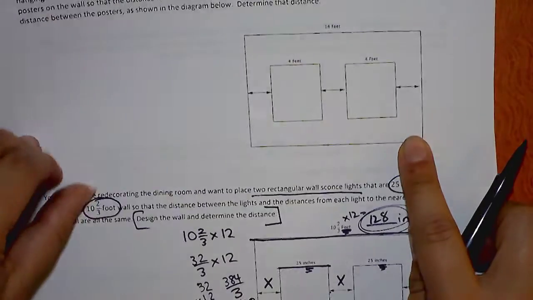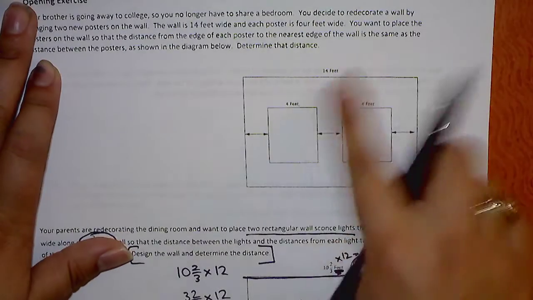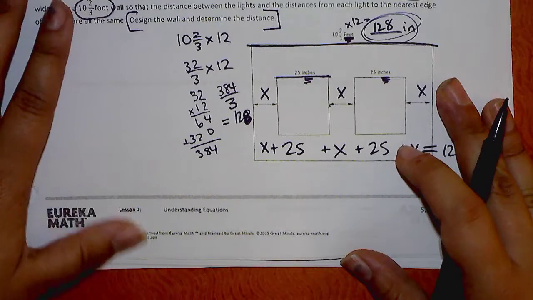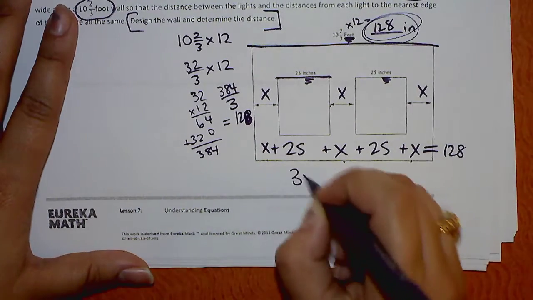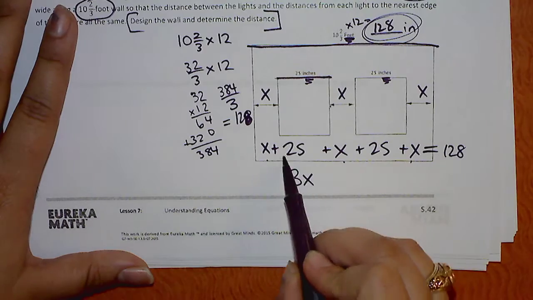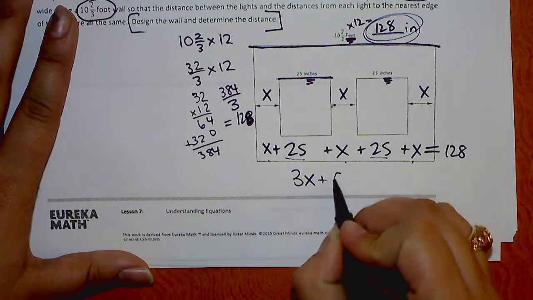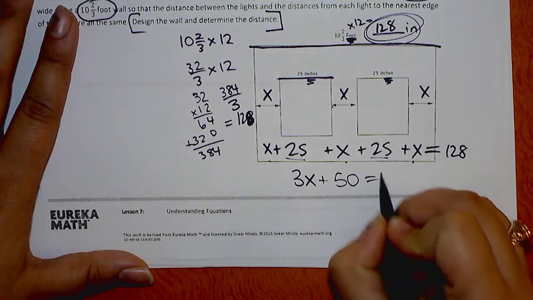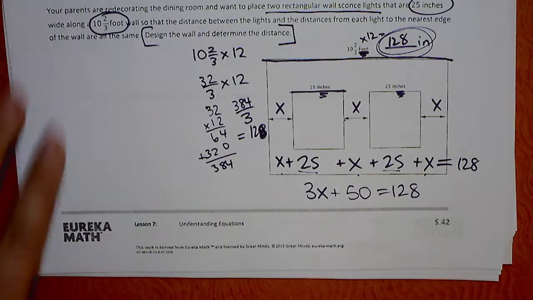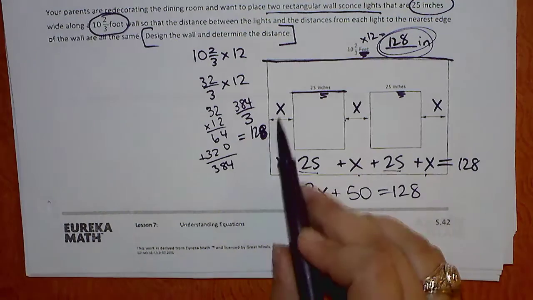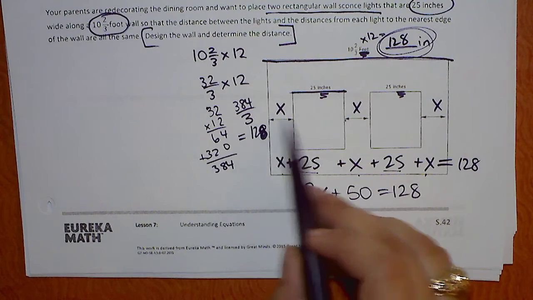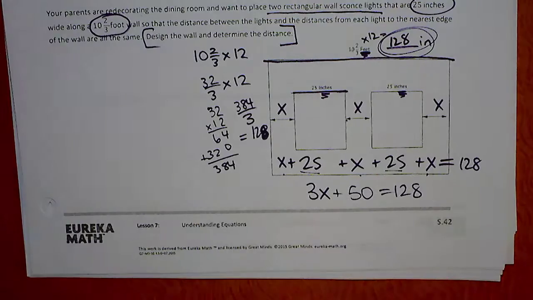This is the same thing you're going to be doing up here, except that they gave it to you in feet. I should have 1, 2, 3 X's plus 50 equals the total, 128. And now I'm going to solve my equation in order to discover what X is, because that's what I'm trying to find. I want to know what that distance is.